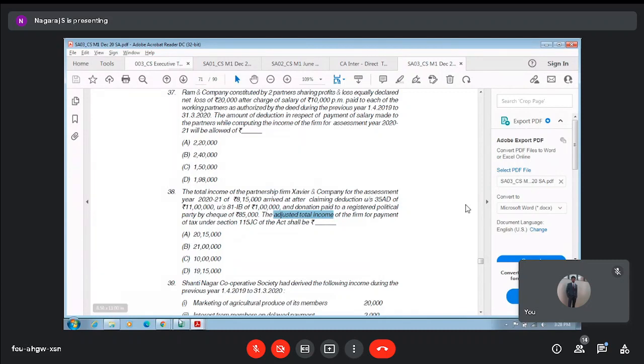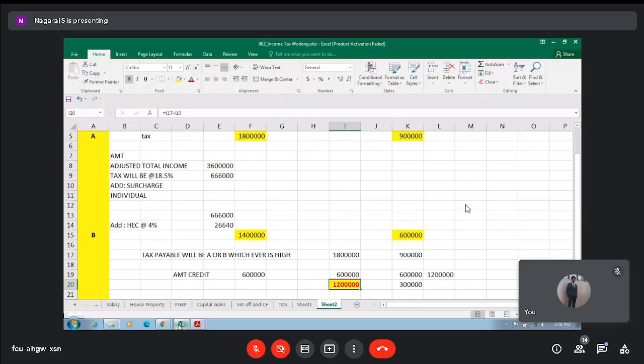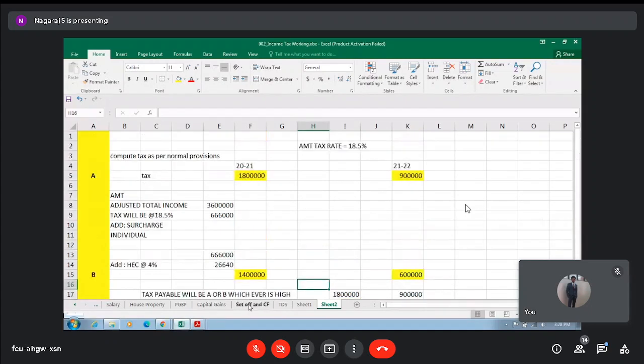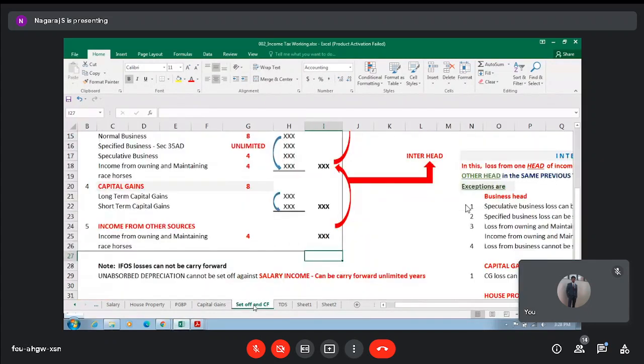No. See, what I told: adjusted total income means all heads of income, minus set off and carry forward, minus 80 deductions. That is the total income. For that, you need to add those three sections.